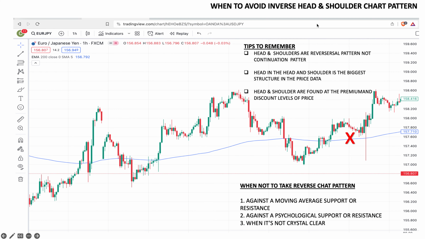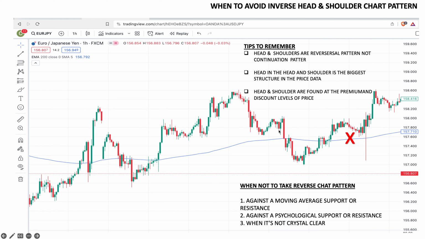Now, when to avoid an inverse head and shoulders chart pattern is the same thing. If the head and shoulders is not visible, if it's not obvious, it's not there. You have to make sure that the head and shoulders is visible to the eyes. You don't want to force the head and shoulders to be there. You don't want to convince yourself that the head and shoulders are there. If it's not there, it is not there. The head must be very much visible. It should have a very clear indication that it's a head. And if it's a clear indication, it has to be a very big push, a very big difference between its left shoulder and the right shoulder to its head.